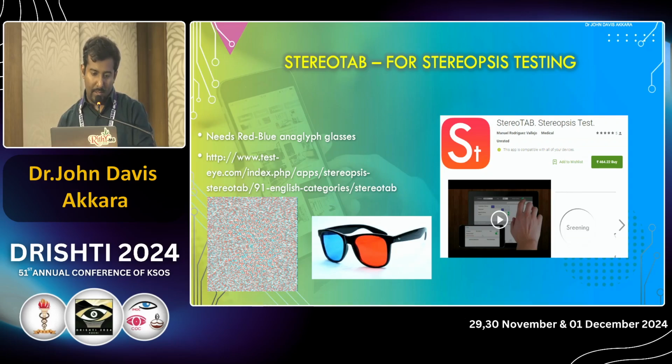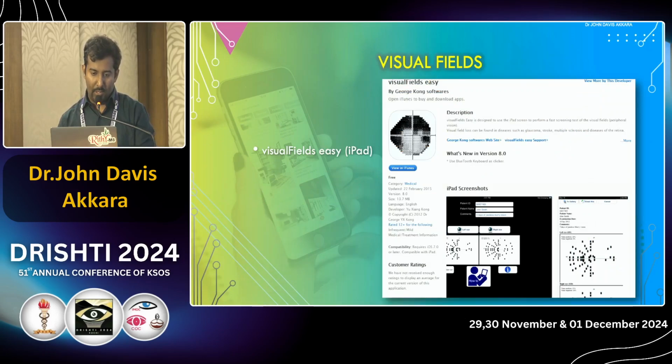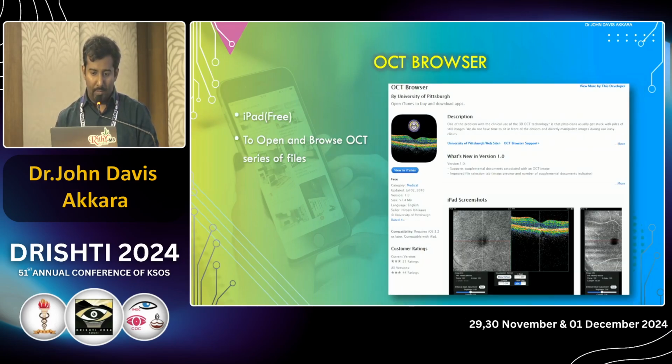Stereo tab is again you use red blue glasses and you can do stereopsis testing. Stereo acuity cardboard is no longer available. Visual Fields Easy was the initial free version of the MRF fields, so that is now a commercial device. Same Dr. George Kong had released the Visual Fields Easy app on the iPad. So if you want to do a very generic visual fields without sensitivity, maybe for neurological cases, you can do that. OCT browser, if you have the OCT files and you want to look through all the slices, this is something which you can use.